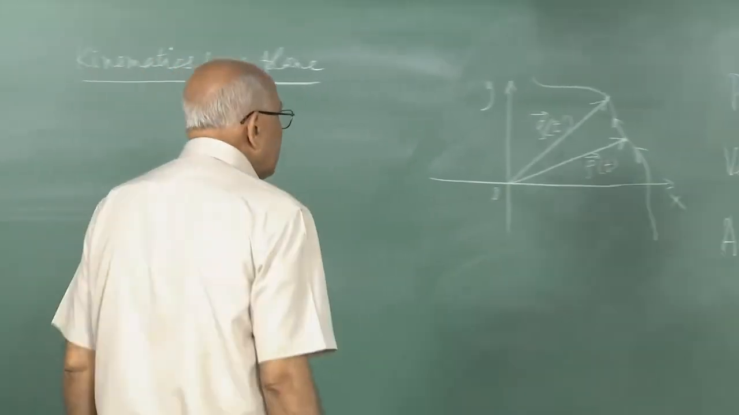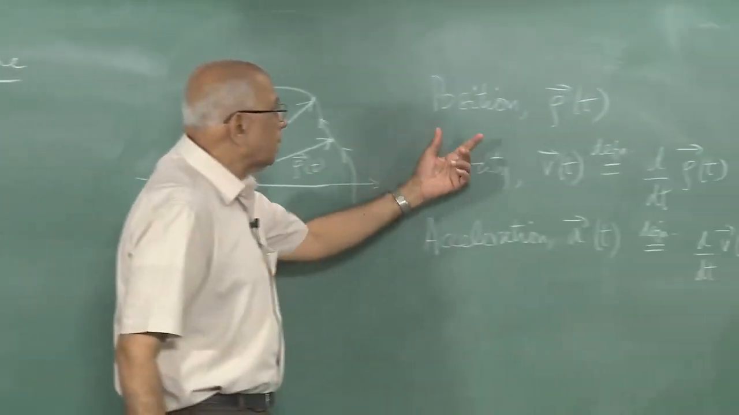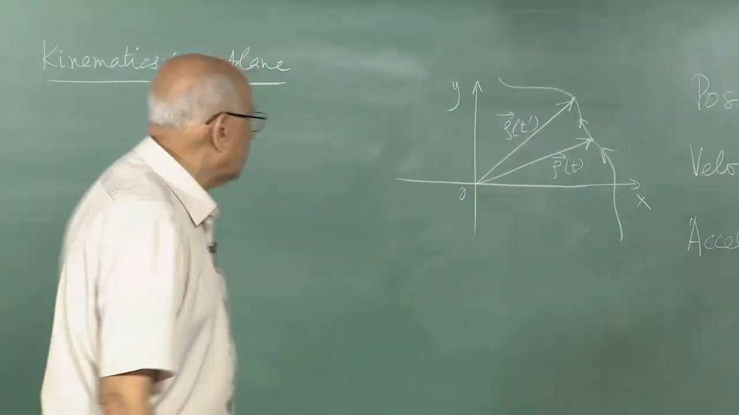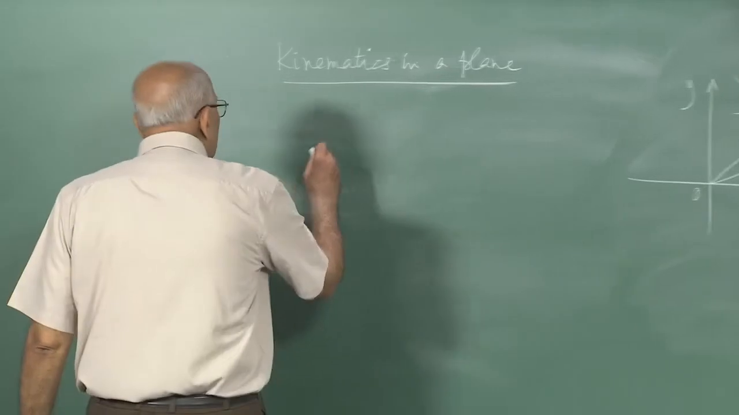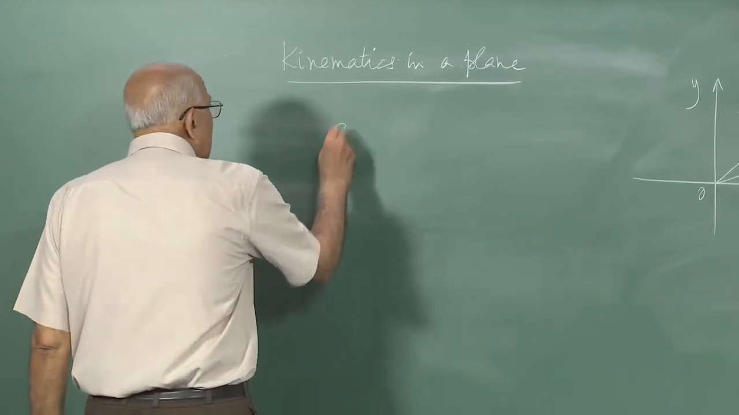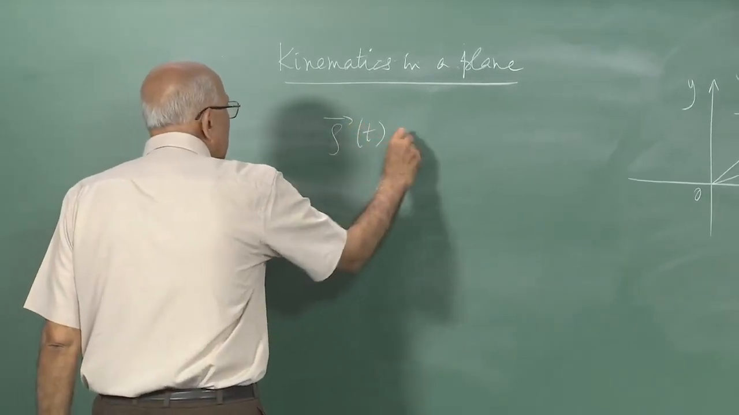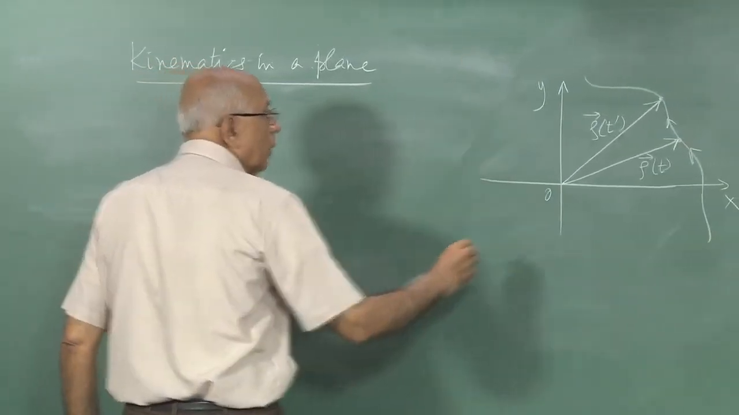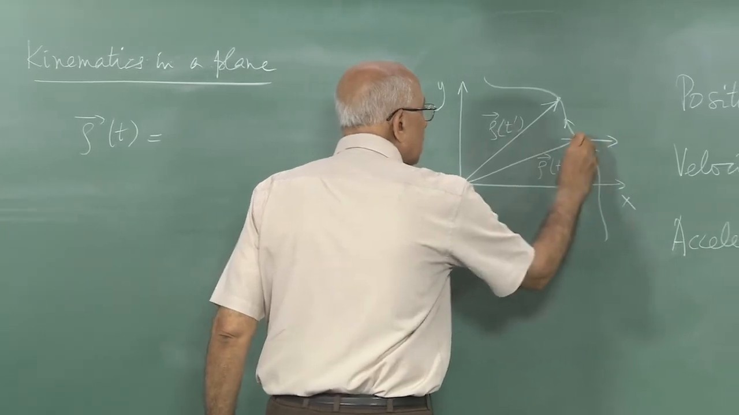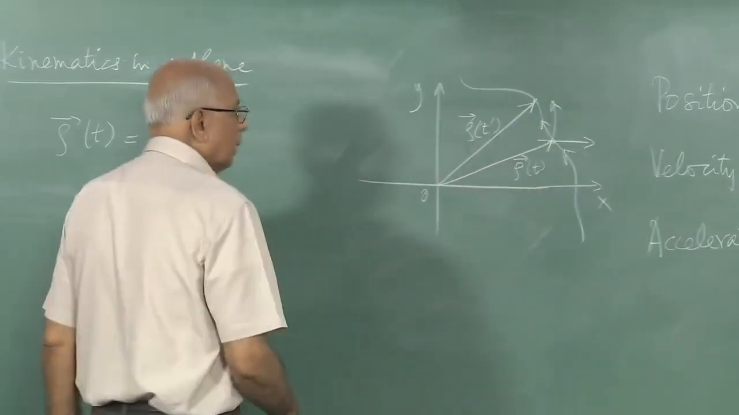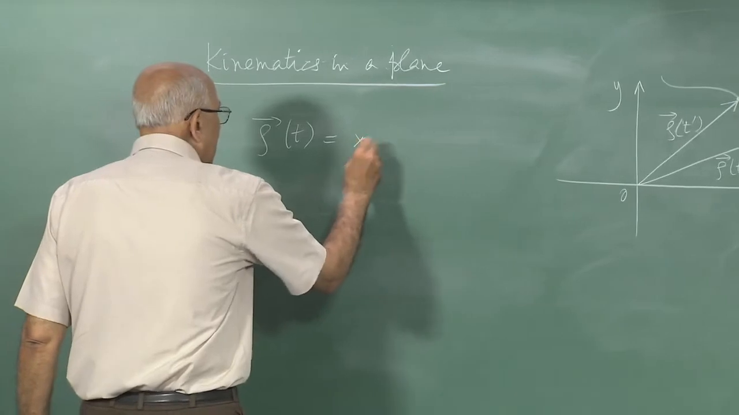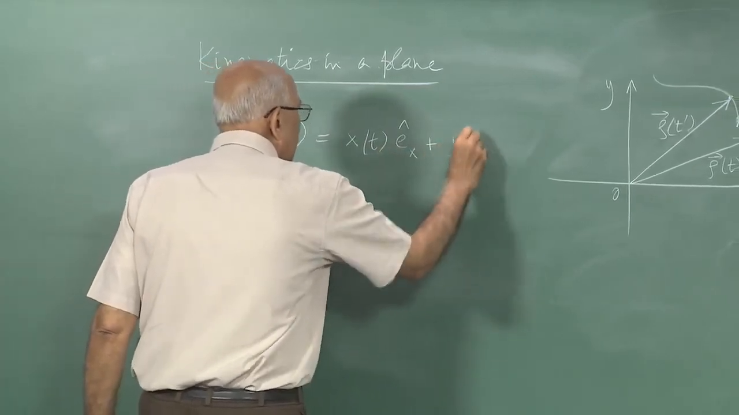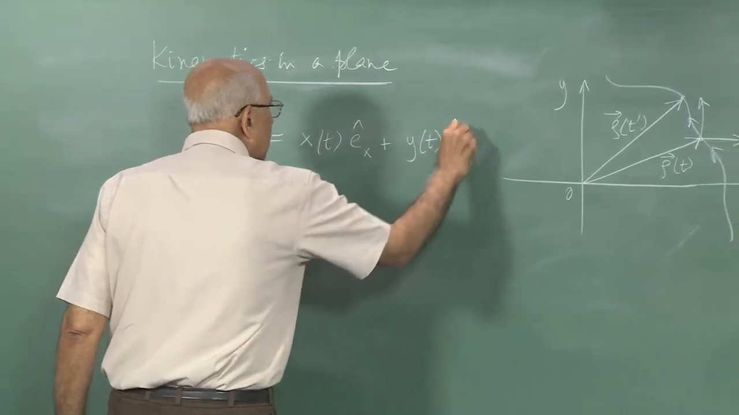So now let us look at the kinematics of a particle whose instantaneous position is given by this radius vector rho of t. And what we would like to do is the following. Given a rho of t, you can always decompose it along the x direction and the y direction wherever you are, like this for example, at some time t, and you can write this as x of t Ex plus y of t Ey.